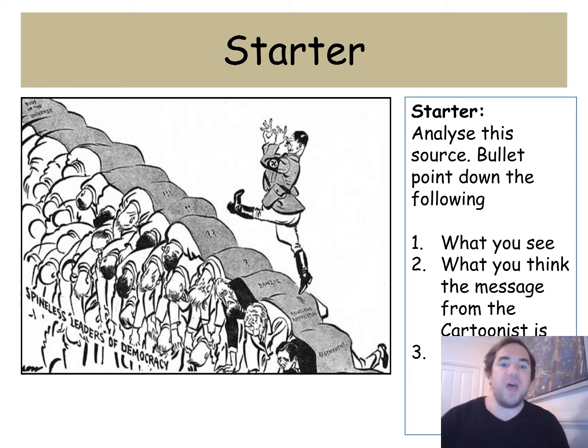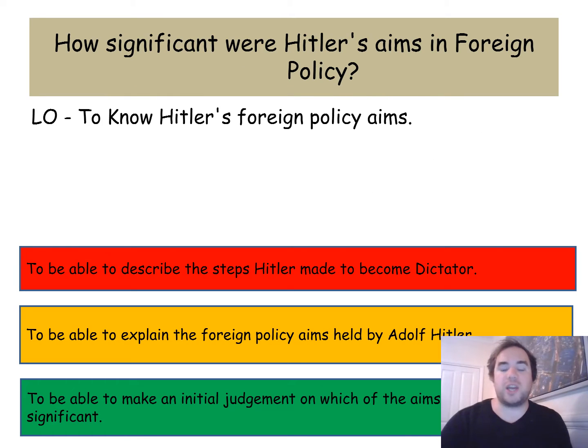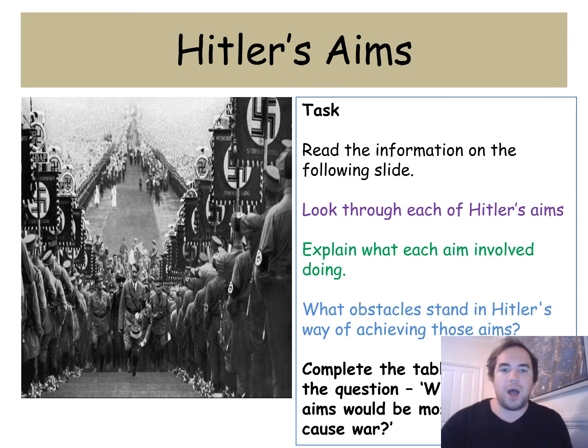Okay. Then we get into what we are looking at today, which is how significant were Hitler's aims in foreign policy. Our main objective is to really know those aims and to make a bit of a judgment about the significance of those aims. So the big task I really want you to do is there is some information on a following slide about what Hitler's aims were, and I just want you to, in the table provided, explain what each aim involved doing and what the obstacles were that stood in the way of Hitler achieving those aims.